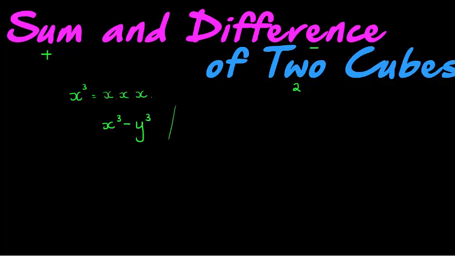Or we might have something like, and this might look a little bit confusing, z cubed plus 1. And you might say, but 1 is not cubed, and I'll say, but you're wrong. 1 can be written as 1 to the power of 3. 1 to the power of 3 is equal to 1, so 1 is equal to 1 to the power of 3. Okay, 1 times 1 times 1 is 1.